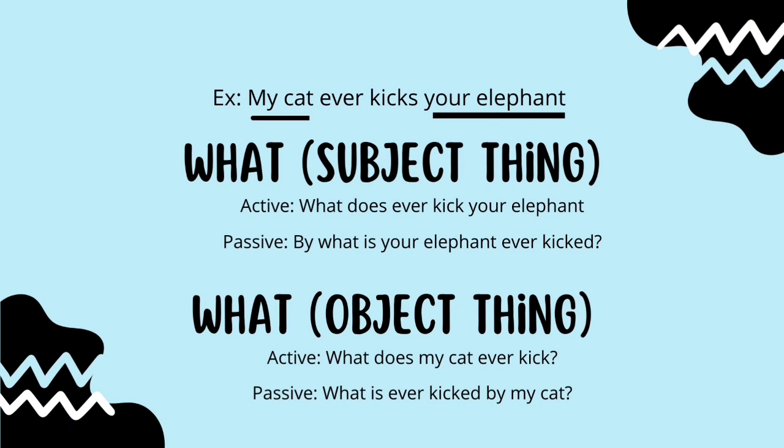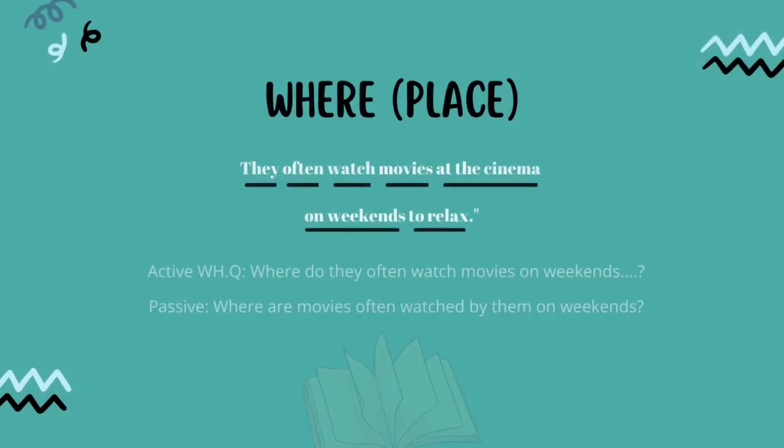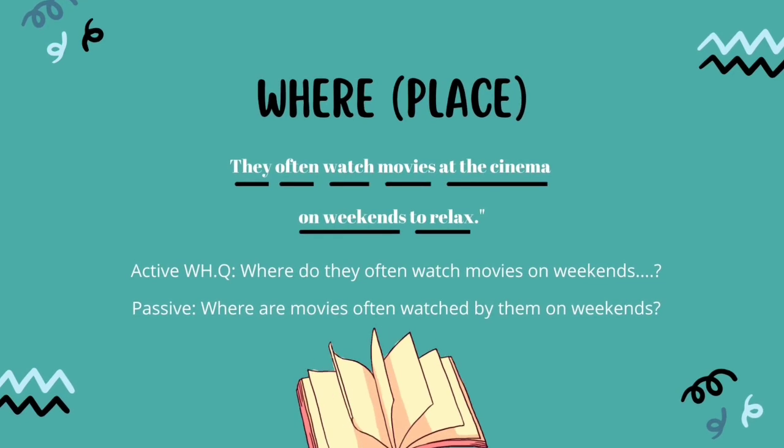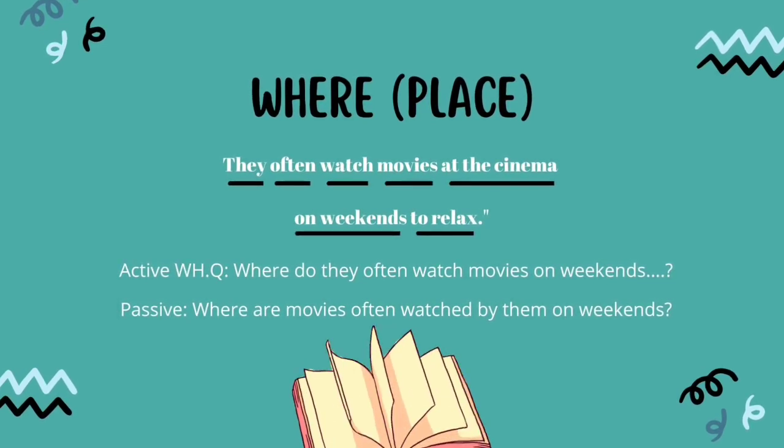And the second one, we ask about the elephant as the object. So we change into an active what/how question: What does my cat ever kick? And then we change into passive voice: What is ever kicked by my cat? It's so simple.